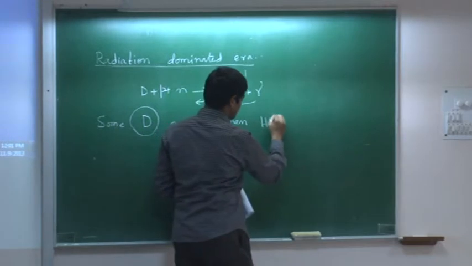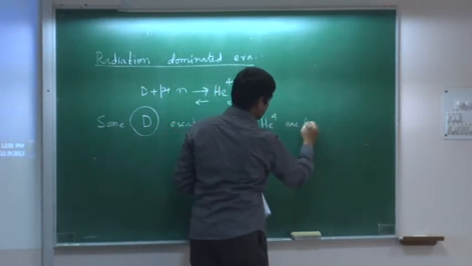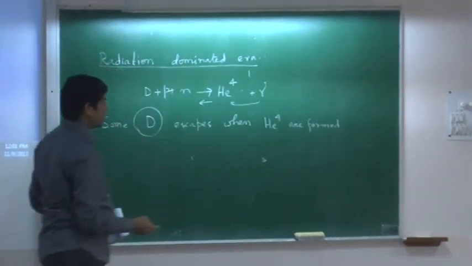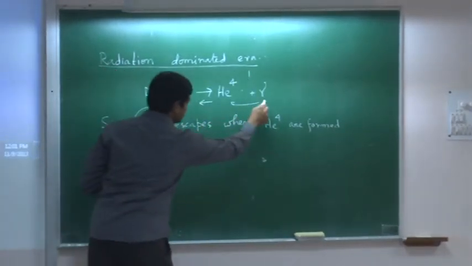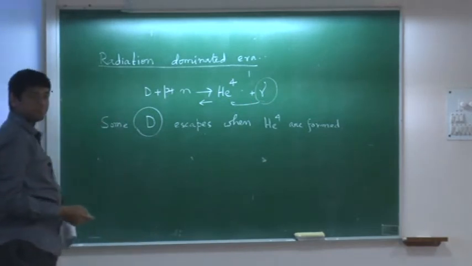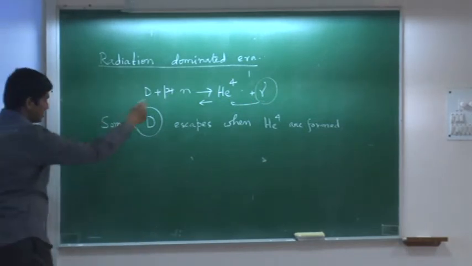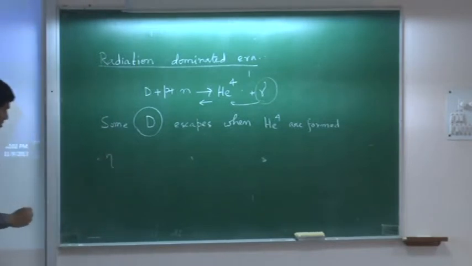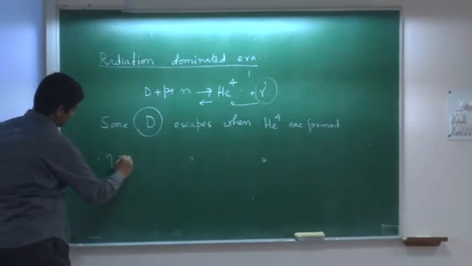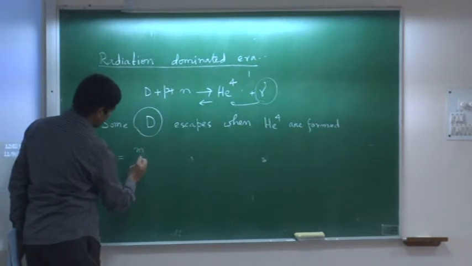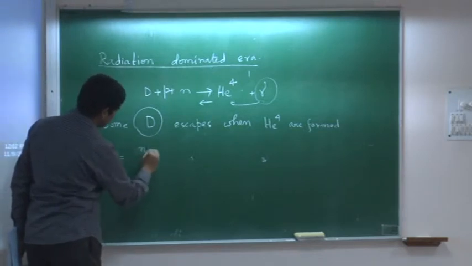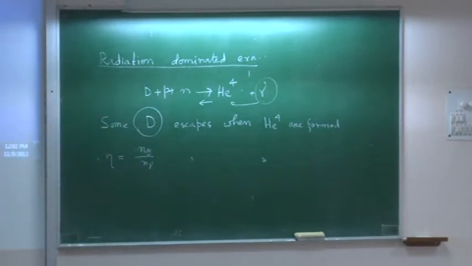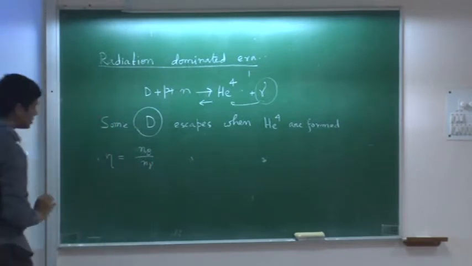When He4 is formed, what does it depend on? It depends on how much of this is there, right? And that is related to the thing eta, which is of course the baryon to matter, number density of baryon to number density of gamma, right? That's what we define.